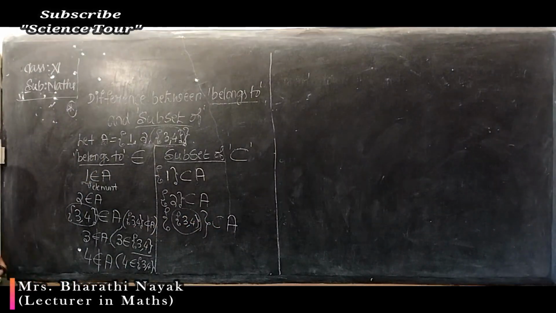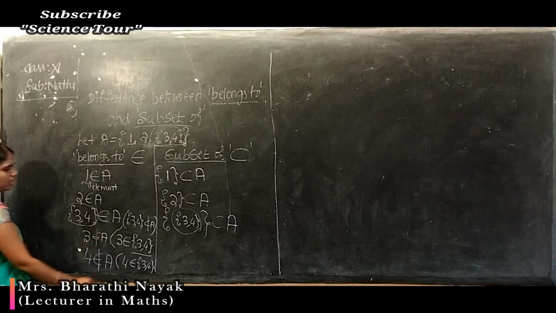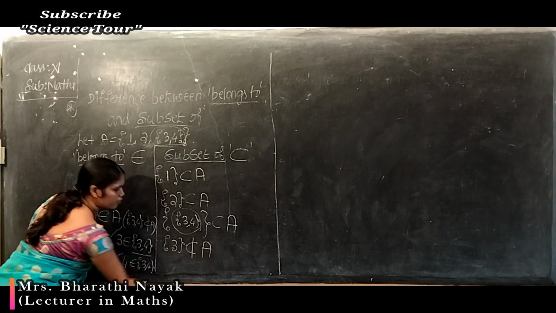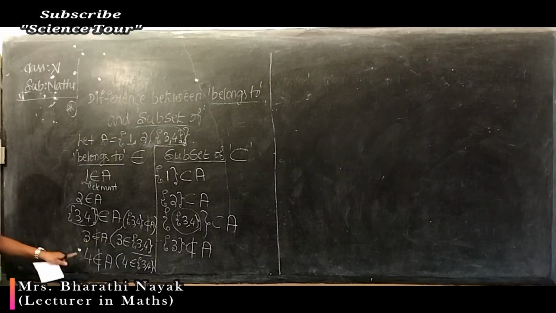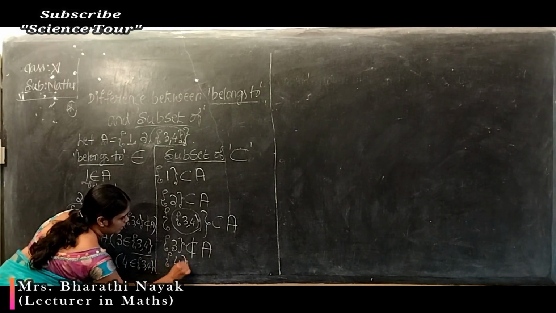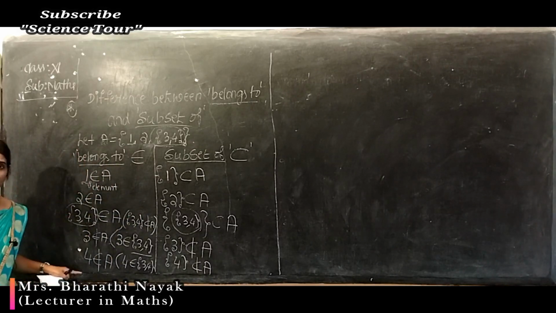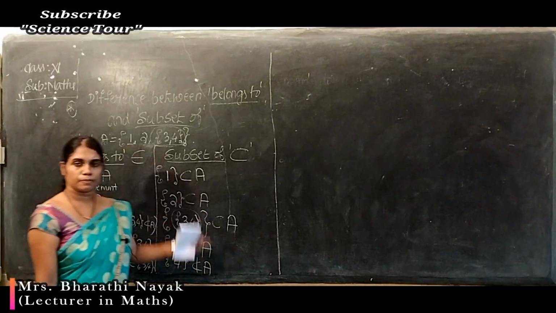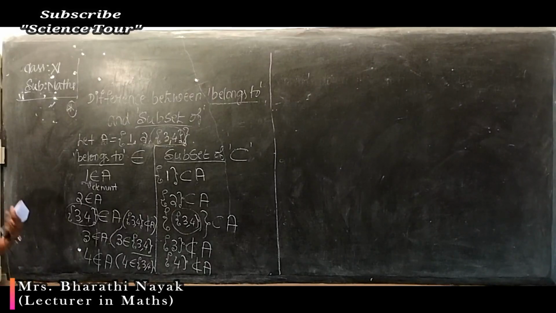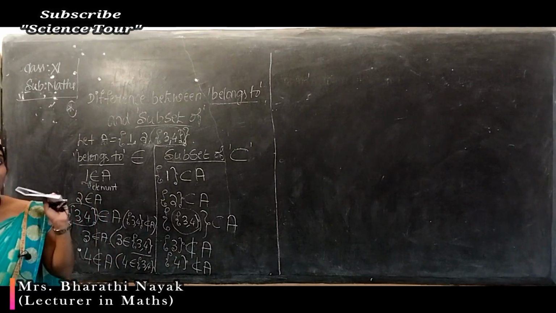Okay. So next, 3 comma 4: 3 is not an element of A, so therefore you can say the set containing 3 is not a subset of A, because 3 is not an element of A. Again, 4 is not an element of A, so therefore you can say the set containing 4 is not a subset of A. Okay. So this is about belongs to and subset of a given set. I hope you understood this. Just remember this concept. You should know where to use the belongs to symbol and where to use the subset symbol.